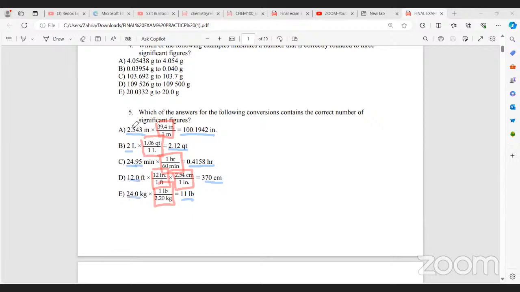So right here, we've got four significant digits in letter A, but our answer does not have four significant digits. In letter B, we have one significant digit, but our final answer has three, so we know it's not that one either.